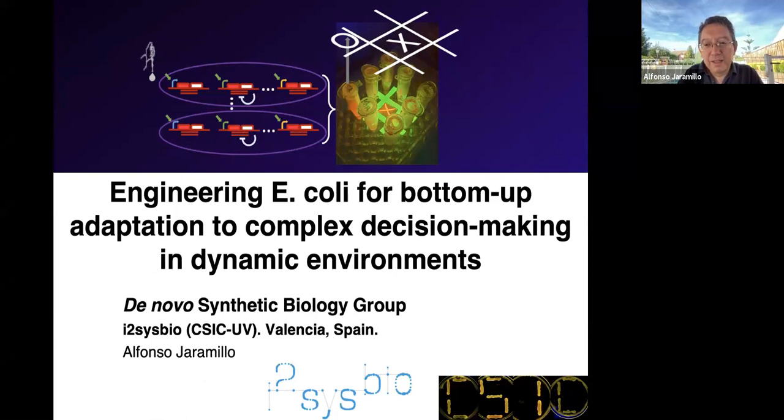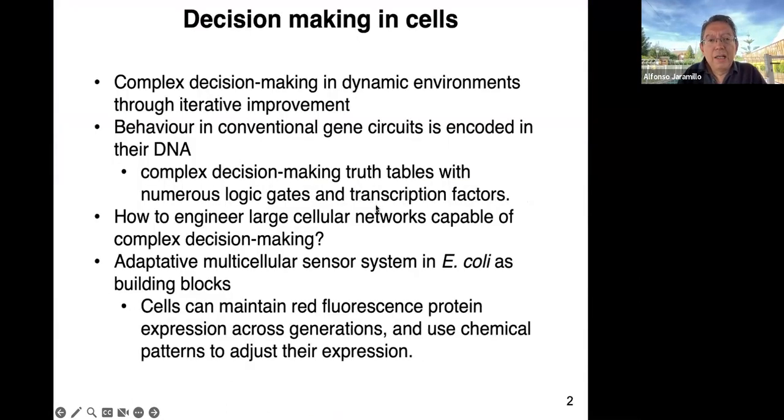I hope that it's going to be of interest to all of you. I'm going to talk about adaptation to complex decisions, how bacteria could adapt and learn things that are complicated.